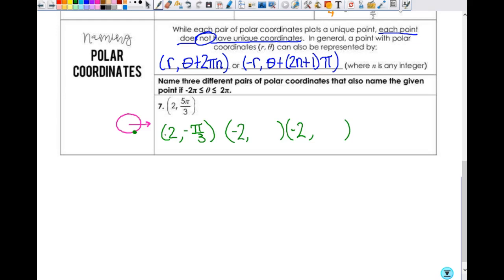So my negative radius would mean then that I actually need to end up here with my angle, because then I'm going to pass through the pole, right? So how would I get to the second quadrant pi thirds angle in a positive direction? 2 pi thirds. How would I get to that same angle going a negative direction? Negative what? Negative 4 pi thirds.